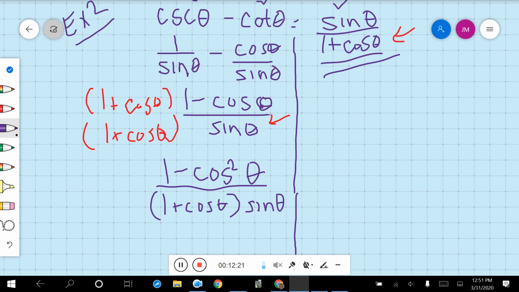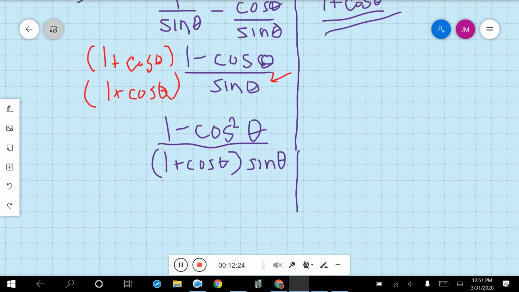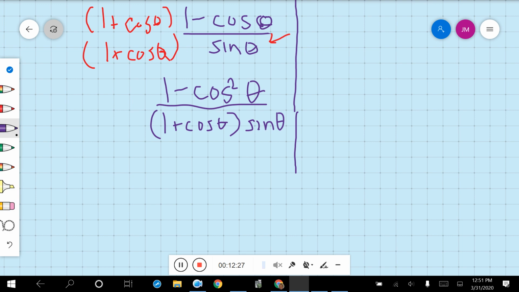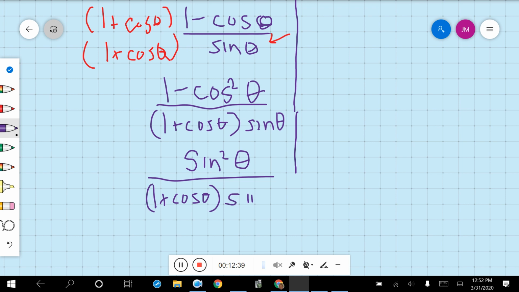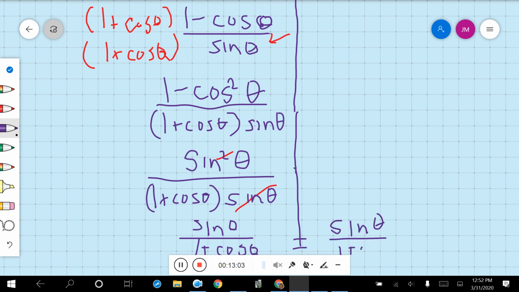Okay, according to your Pythagorean identity, we can always replace 1 minus cosine squared with sine squared. So I have sine squared theta over 1 plus cosine theta times sine theta. Now this sine theta cancels with one of those. And so I'm left with sine theta over 1 plus cosine theta, which, if you go back to the beginning, was exactly what we were trying to prove.